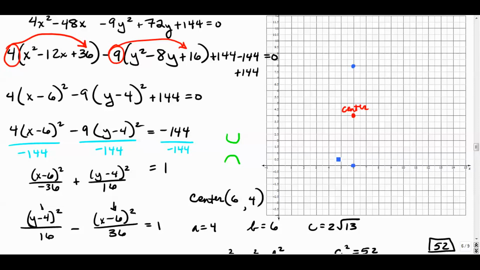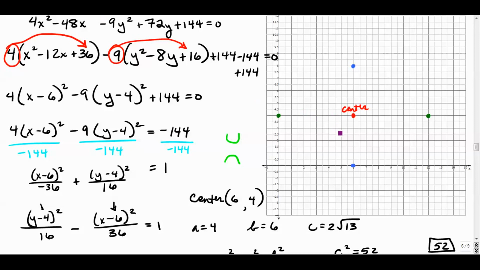And let's see, we have b is the distance from the center to the conjugate axis. That's going to be this way. So we'll go 6 units to the right. So that'll put us at positive 12. And to the left at 0. And we're going to go with lowercase c, we're going to go up and down to our foci.